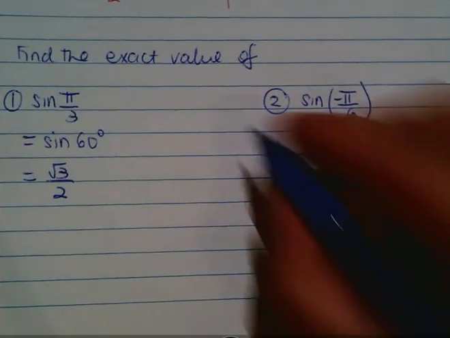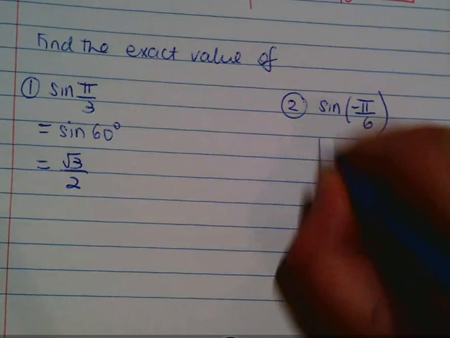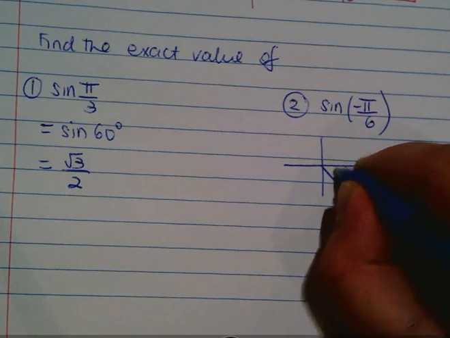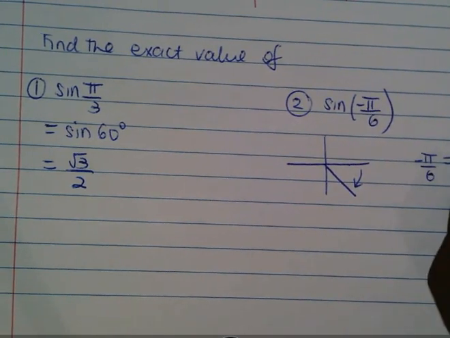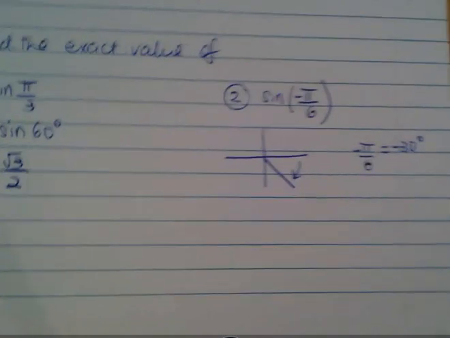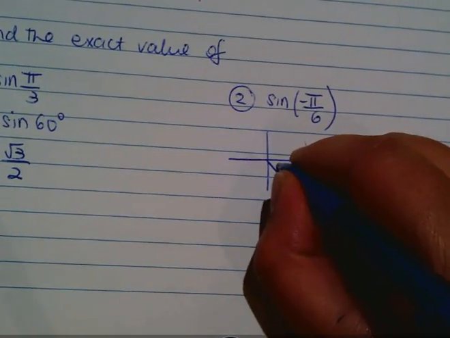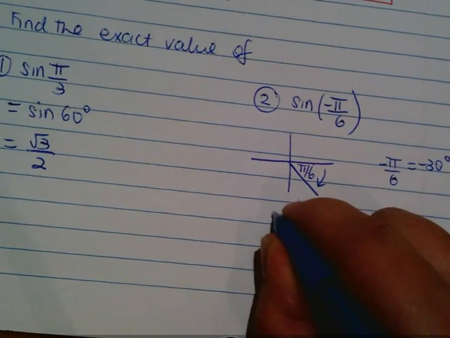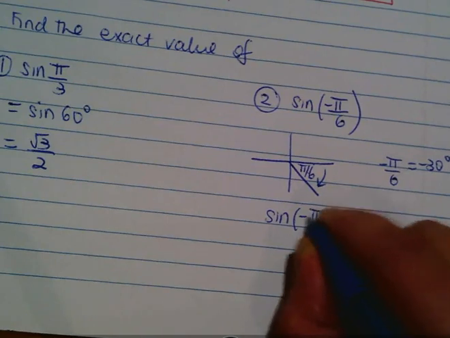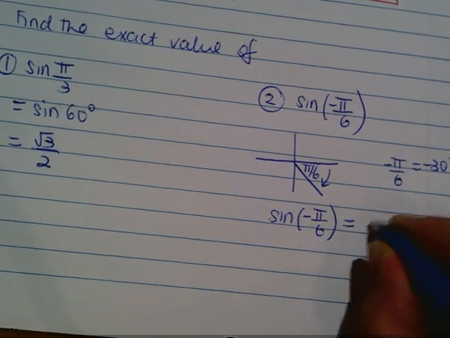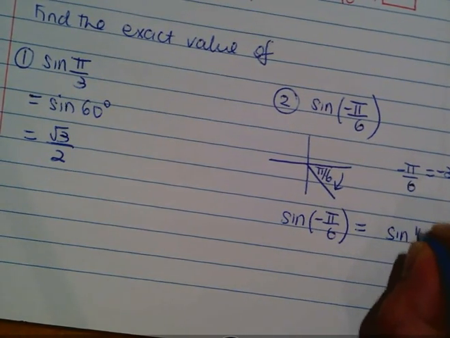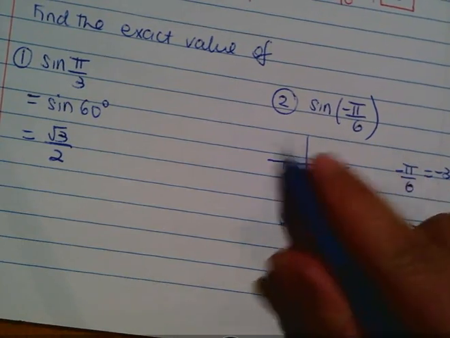Okay? But this one, sine of negative pi on 6, so remember that's going in the negative direction. Now remember, pi is 180, so that's the same as sine of negative 30. So you're just going 30 degrees in this direction. So I can draw it like that, or I can put it 30 degrees. Remember that the sine of negative pi on 6, or sine of negative 30, we have to give it as a related angle in quadrant 4.